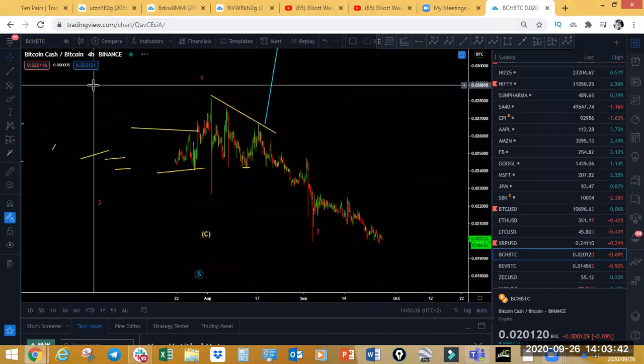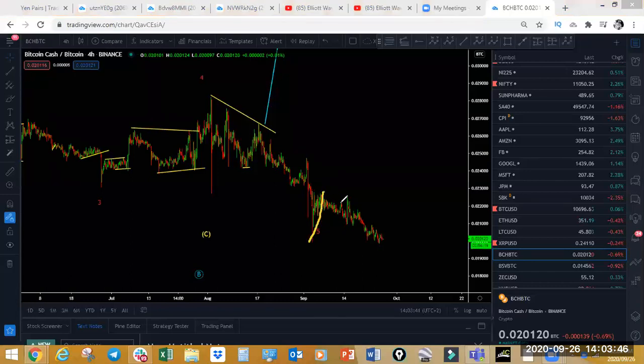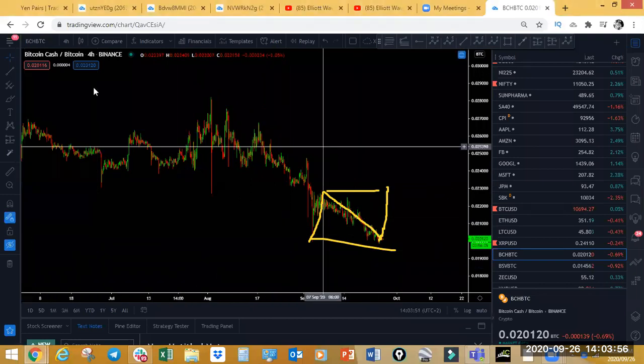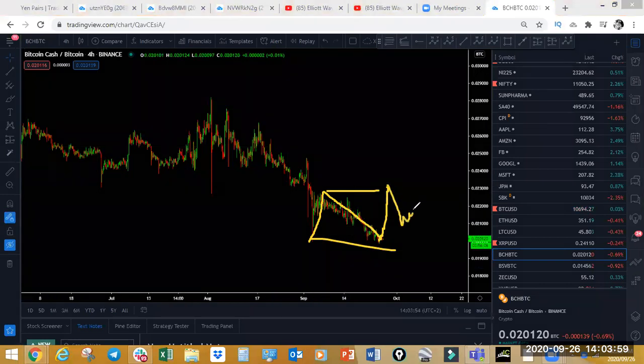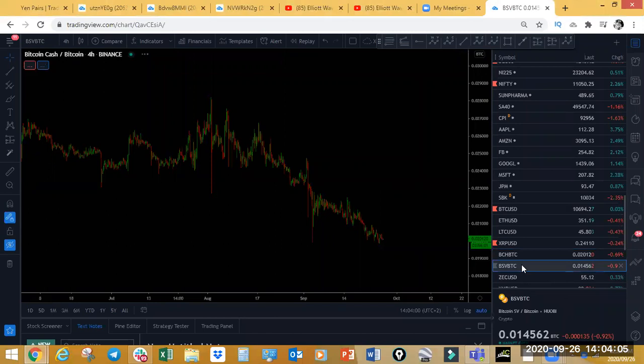Now, this is Bitcoin Cash versus Bitcoin. Make note, it's not versus the US dollar. So this is coming down to this level. We may get a bounce here back to this level, but that will still be a corrective structure here on Bitcoin and looking for this one to make a move to the downside. All right, so that is Bitcoin Cash.